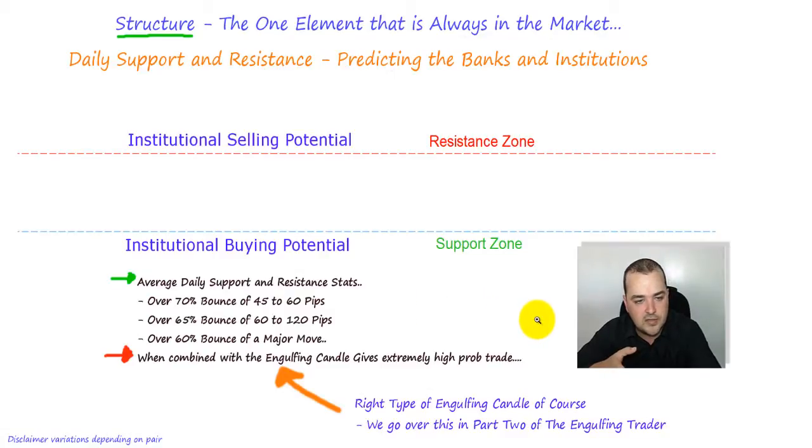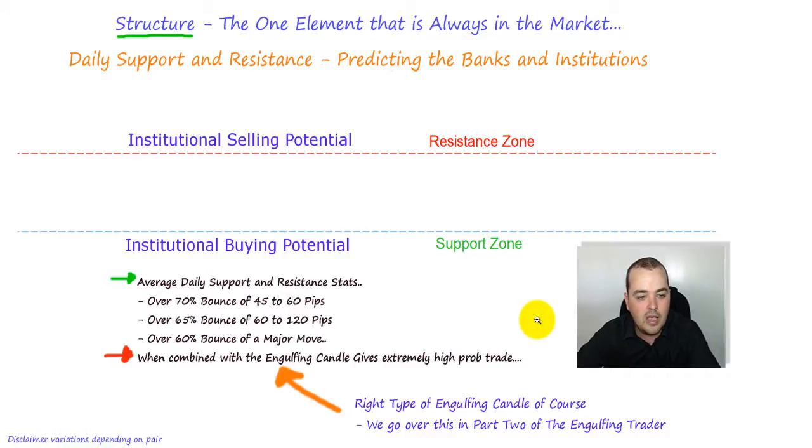Let's go over a bit of the stats for a moment. Okay, this is going off the daily charts. So I'm giving you some rough stats which you can work with. And it's just going to give you a little bit of edge, a little bit of understanding of what to expect when price gets to these points, once you've drawn them in properly, which we'll go over in a moment. Okay, first off, the first stat is that there'll be over 70% chance of a bounce of 45 to 60 pips at a strong recognized daily support and resistance zone. Okay, that's just the initial bounce.